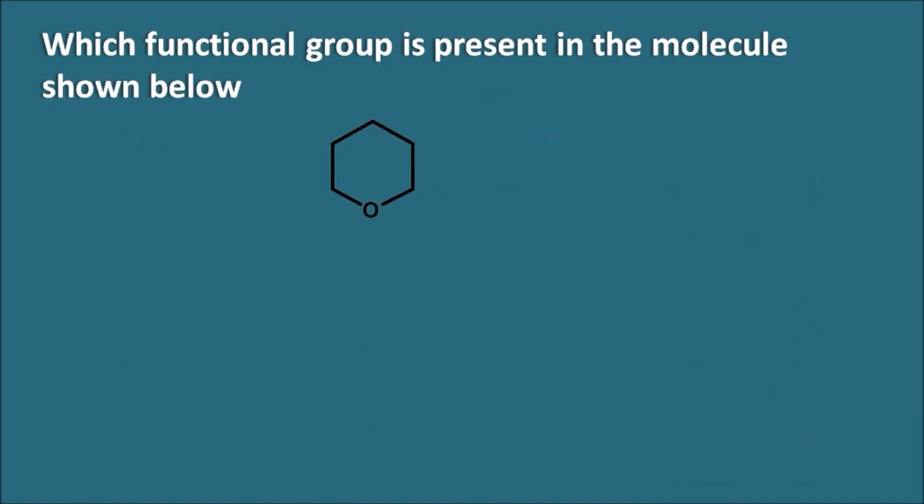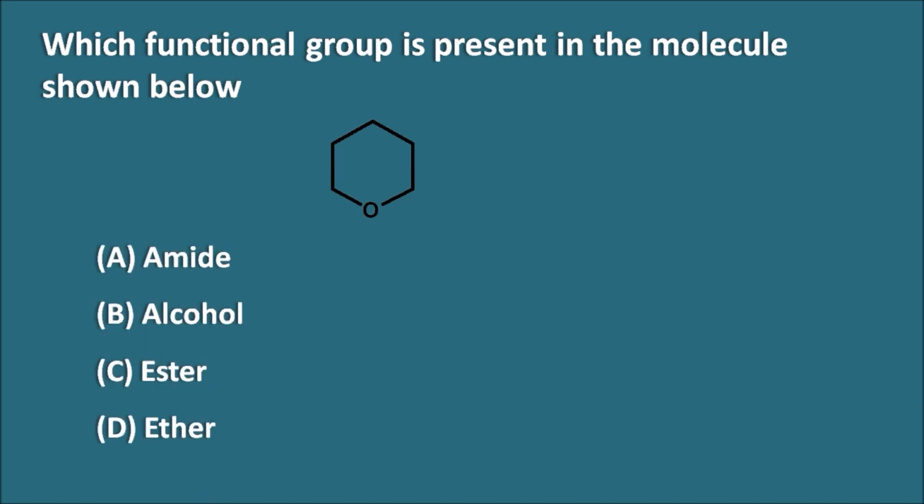Which functional group is present in the molecule shown below? So options are amide, alcohol, ester, and ether. So this is a very simple question, and we can observe the functional group is the cyclic ether. So ether is the right answer for this question.